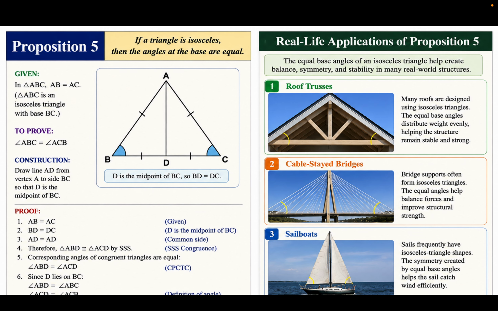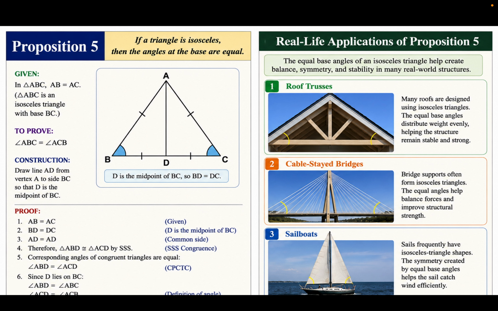Let's get started with the proof. First of all, AB and AC are equal. That is given because it's an isosceles triangle, and BD and DC are also equal, as D is the midpoint of BC. AD is the common side in both triangles. So we are taking triangles ABD and ADC. These two triangles are congruent by the SSS axiom.